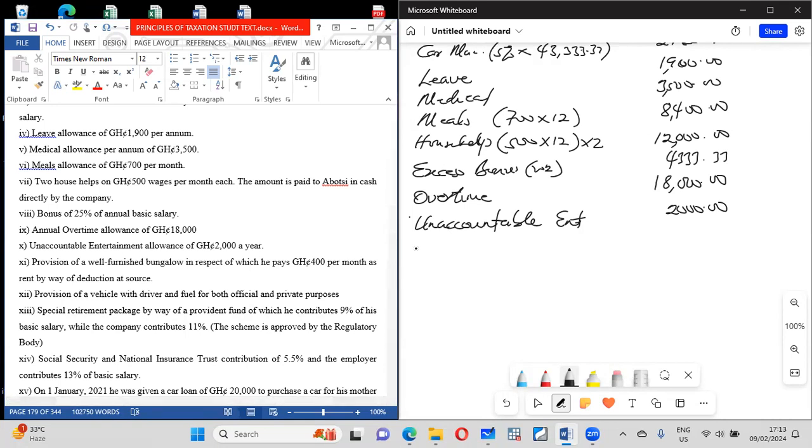So first of all, the 13% SSF. You do 13% of the 43,333.33. That one is going for her. Then they are also doing the provident for her. And the provident they are doing for her is 11%.